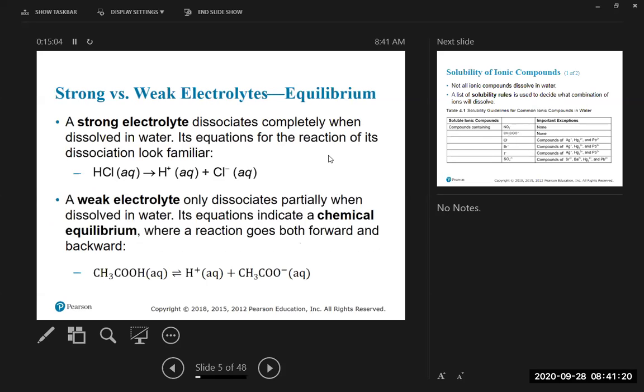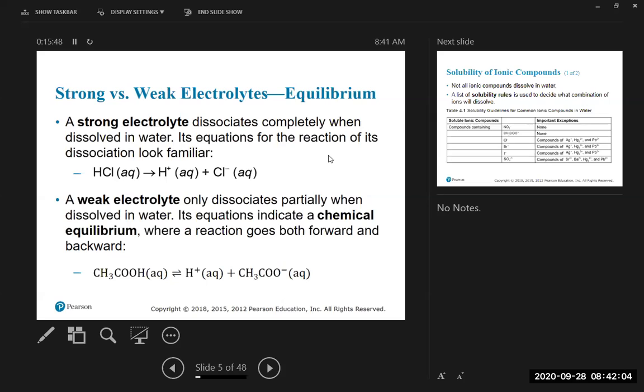So let's talk a little bit about strong versus weak electrolytes and introduce a term that we really haven't had yet, called equilibrium. A strong electrolyte, as I said, totally dissociates in water. So for hydrochloric acid, HCl, we would write the equation like this. We have HCl going one way, to hydrogen ions and chloride ions. So we have complete dissociation of that HCl molecule. And this is how we've been writing our equations so far, with just the one arrow, telling us that the reaction goes the whole way. In this case, it's a dissociation reaction.